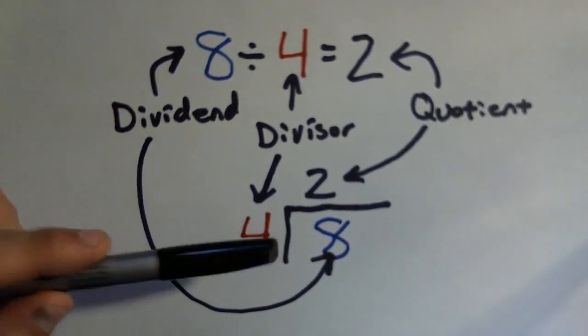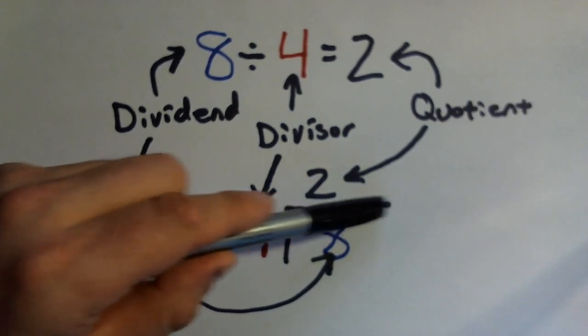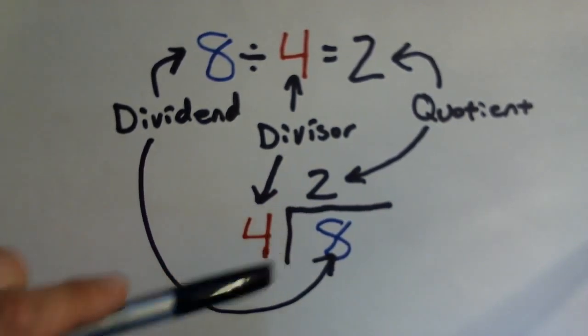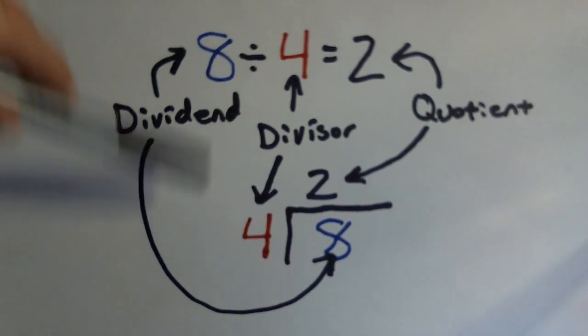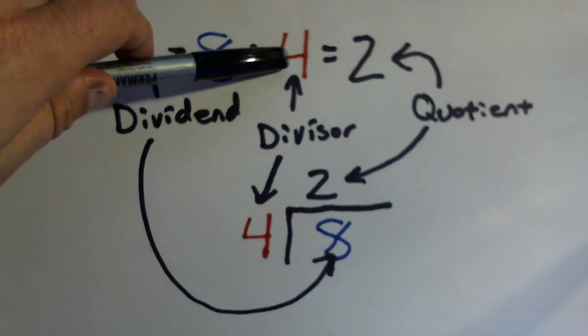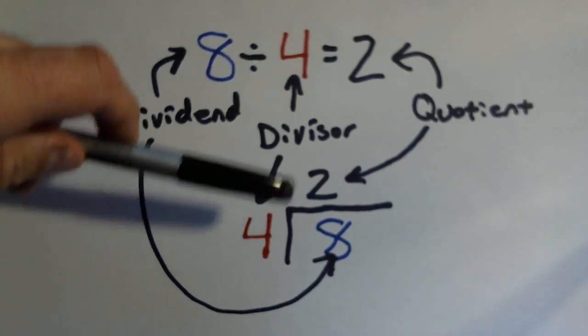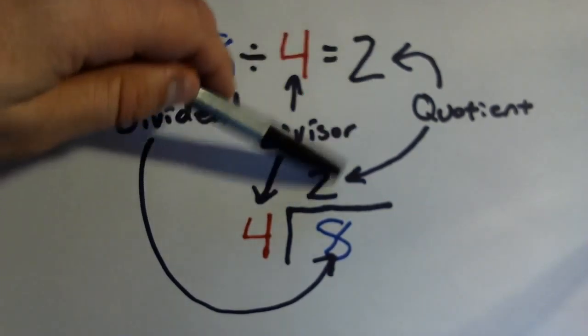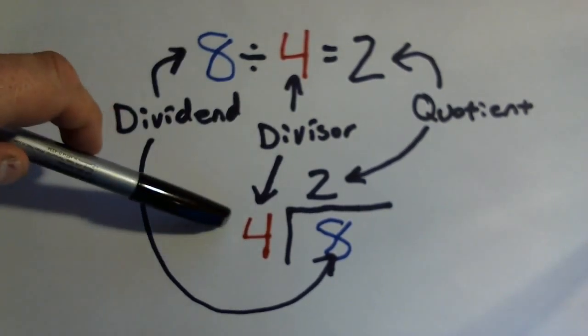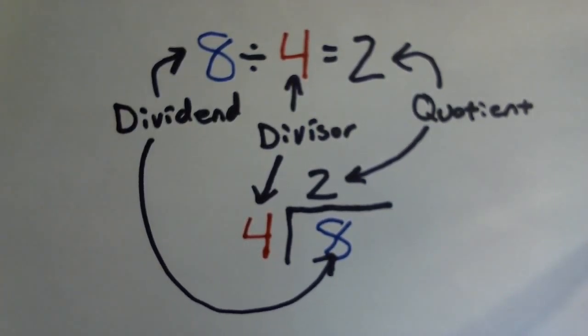Now here's another way we write it for long division, which is this little thing right here, this L-shaped thing. We take the dividend and put it in the middle. We take the divisor and put it on the outside. And then the answer goes up top, the quotient. The quotient's the answer. So these are two different ways of writing the same thing.